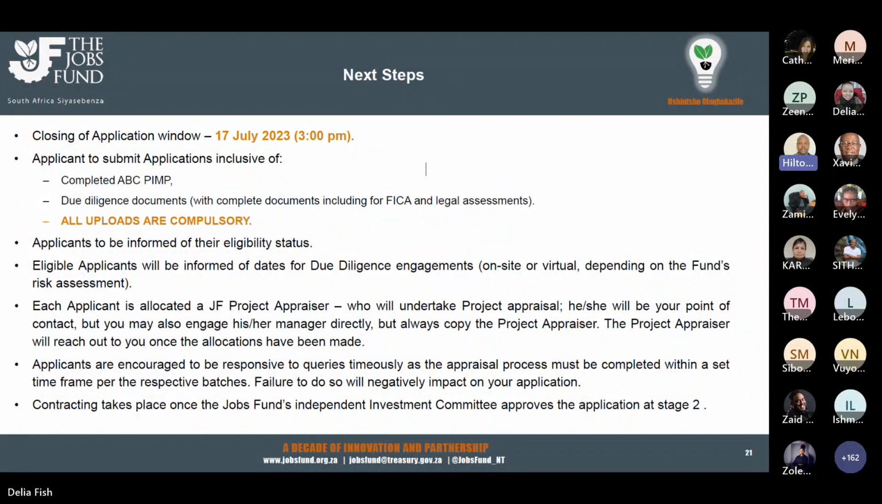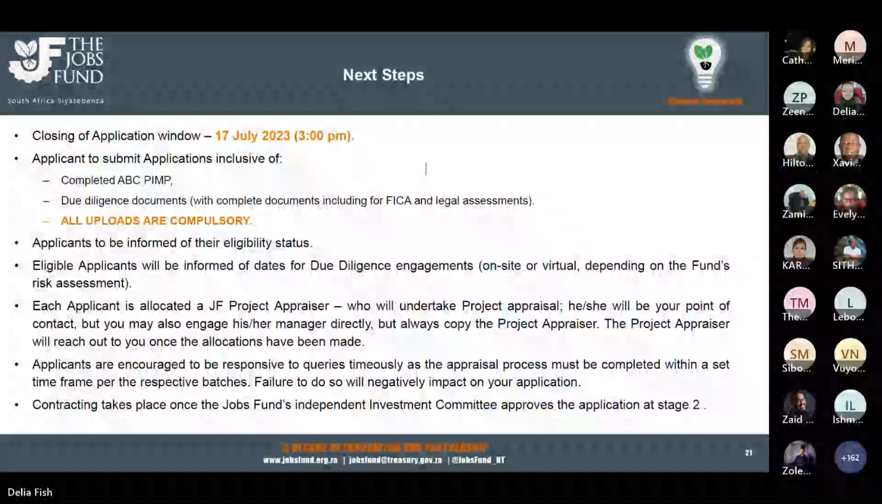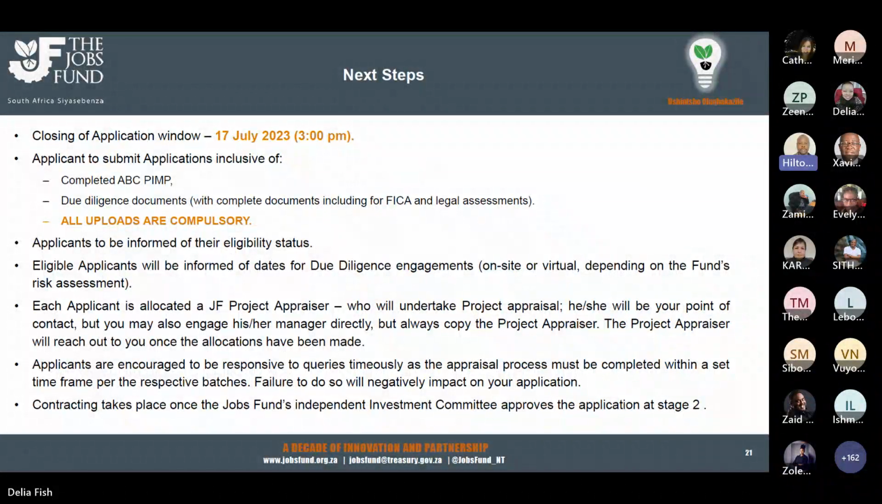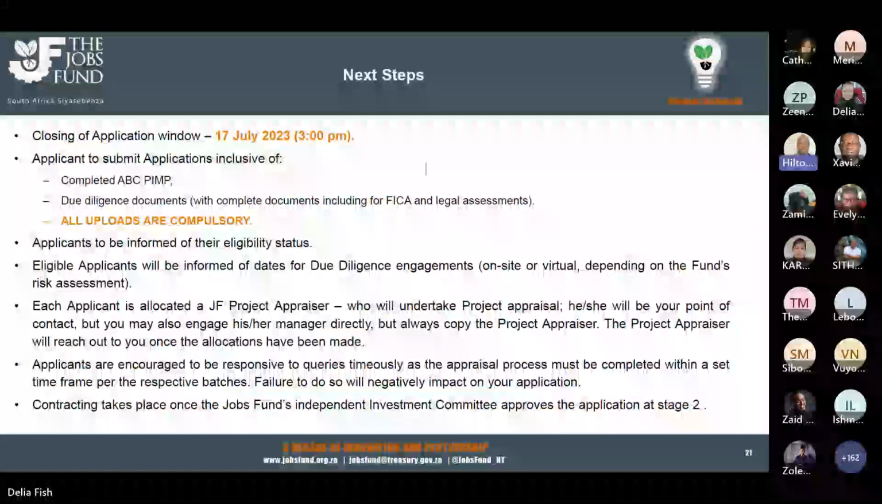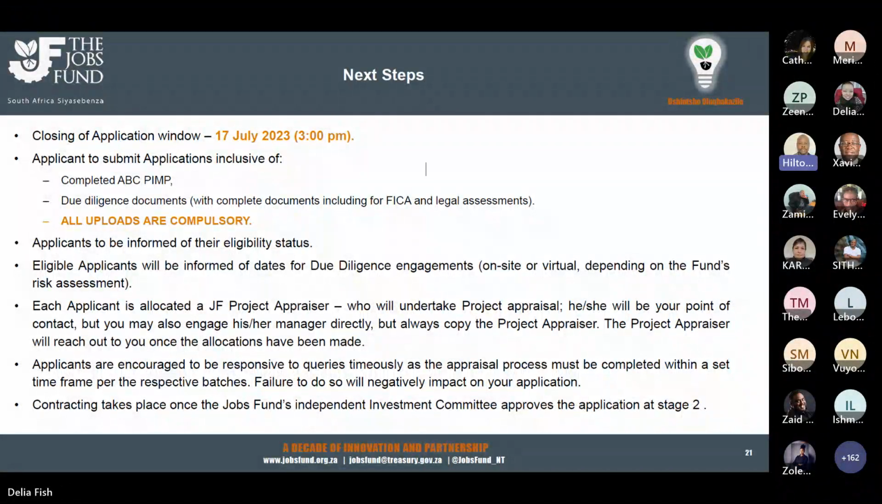So an appraiser would be allocated to your project. You do the appraisal of the project end to end. Basically, he or she is your key point of entry for all communication with the Jobs Fund. I do know that as teams do the due diligence, there may be more than just one person that you communicate with, but make sure that your entry point for communication is always your appraiser, so that you don't miss certain lines of communication and certain assessments that may fall through the cracks.